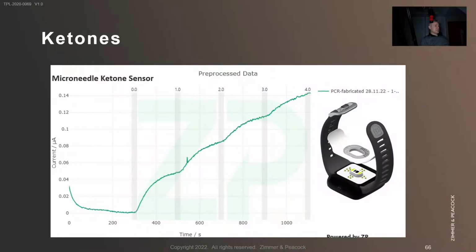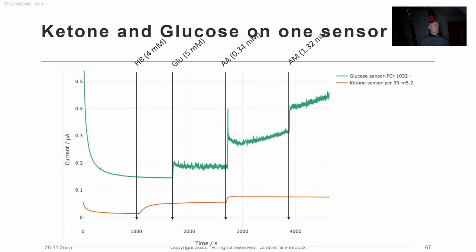This is the ketone sensor. Here I can see that the ketone sensor is slower to respond, and their question is how fast is the glucose sensor. The nice thing about ZP is I know why it's slow to respond. It's not like it's a mystery to us. This is actually a ketone sensor and a glucose sensor running at the same time. So the glucose sensor, when it's responding to glucose, it responds really quickly. It's up in a few seconds.